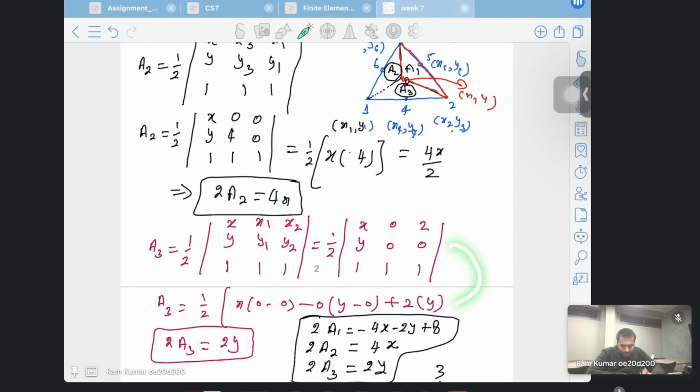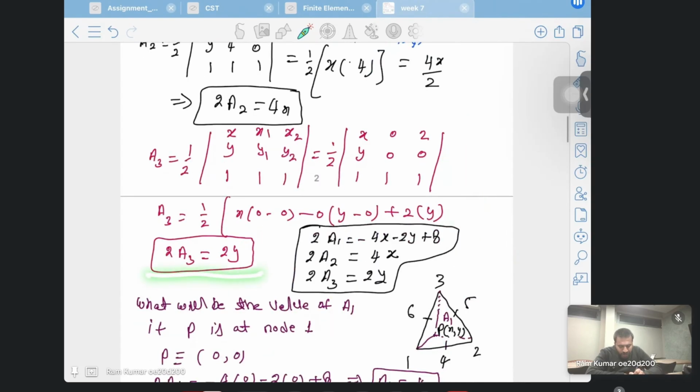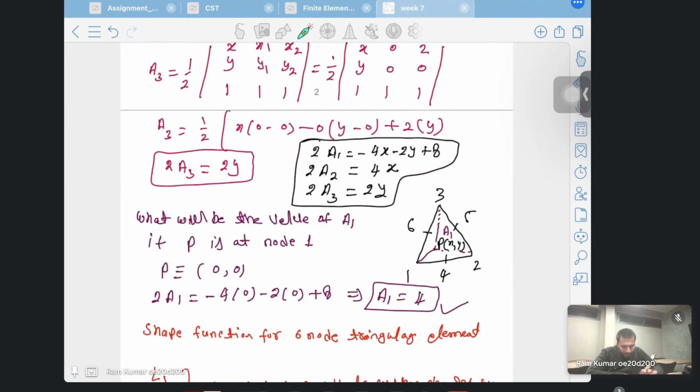And after putting the values, what will we get? We will get 2A3 equal to 2y. So till now what we got: area for node 1, area for node 2, area for node 3. Yes, correct. This point P I have taken somewhere in the domain. It can be anywhere, but it should be inside. It should not be outside our domain.